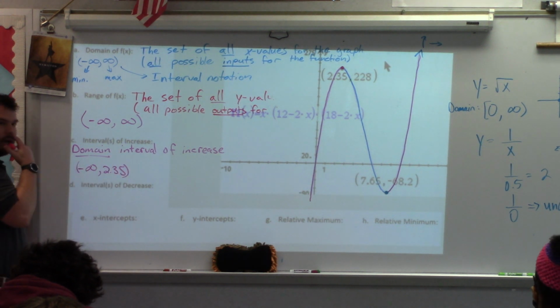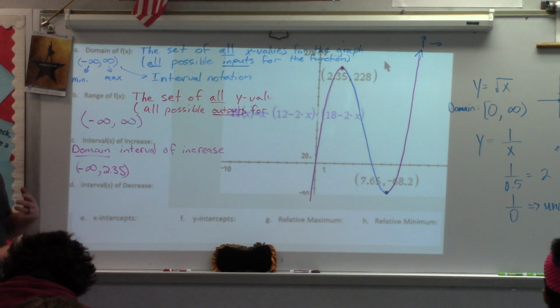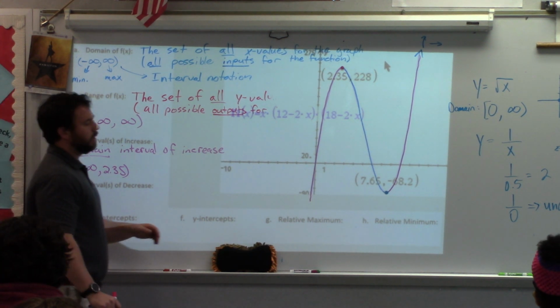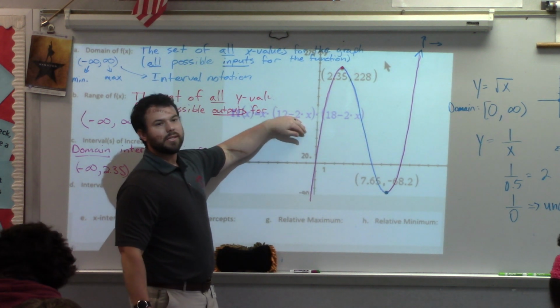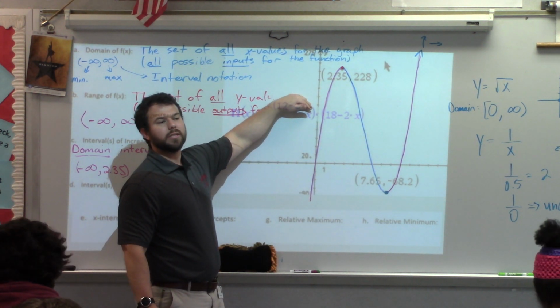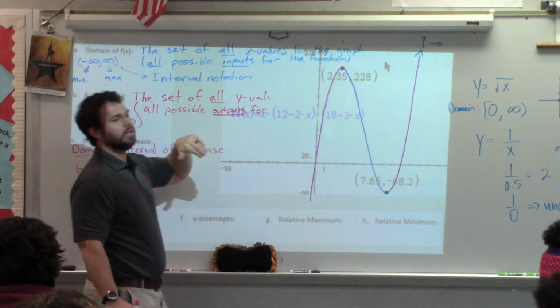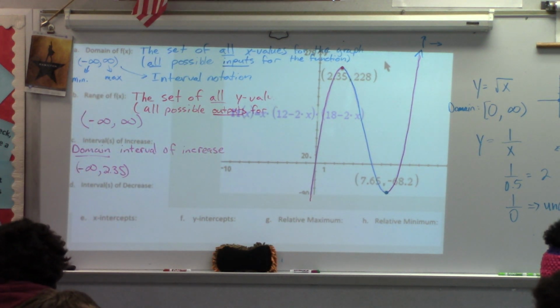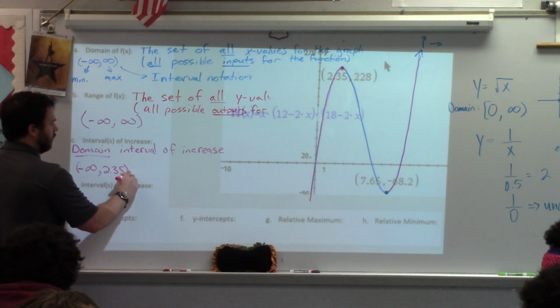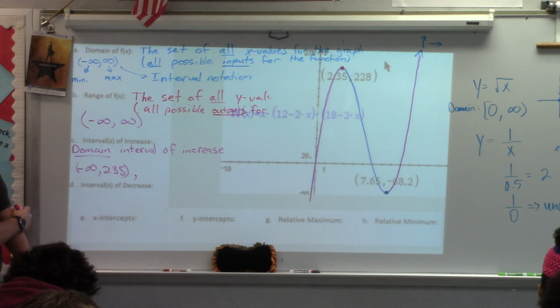One thing that a lot of students get confused on, because they always want to put the y. The fact that it's increasing tells me the y's are increasing. I want domain where the function increases. I want to know the x values over which that's happening. Okay? What's the other domain interval of increase then?